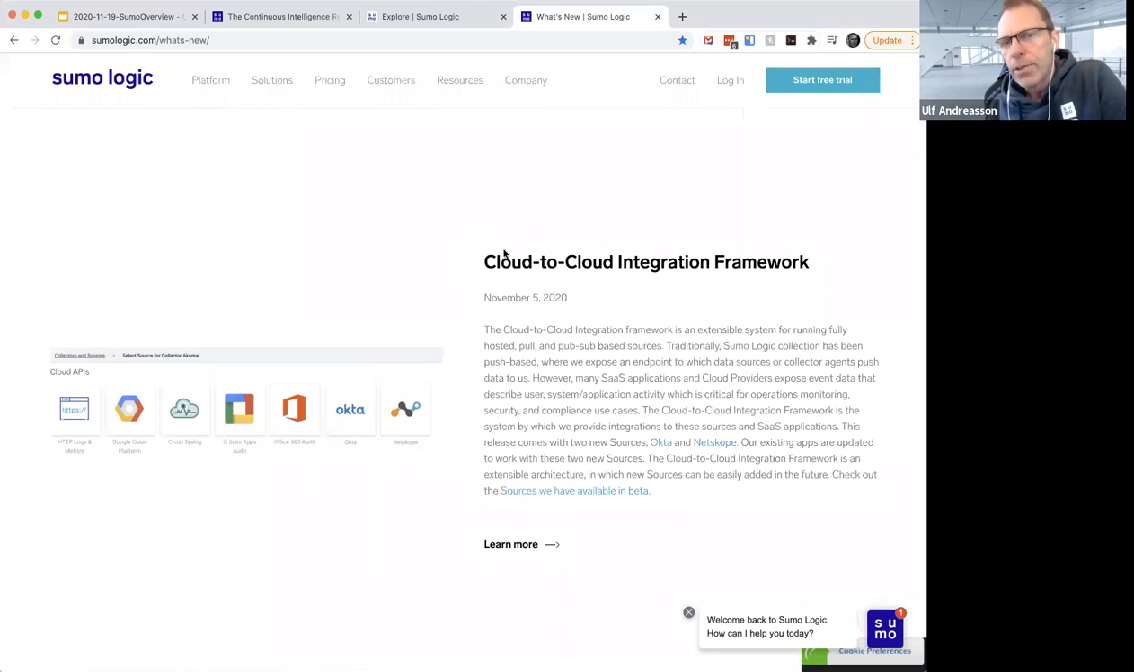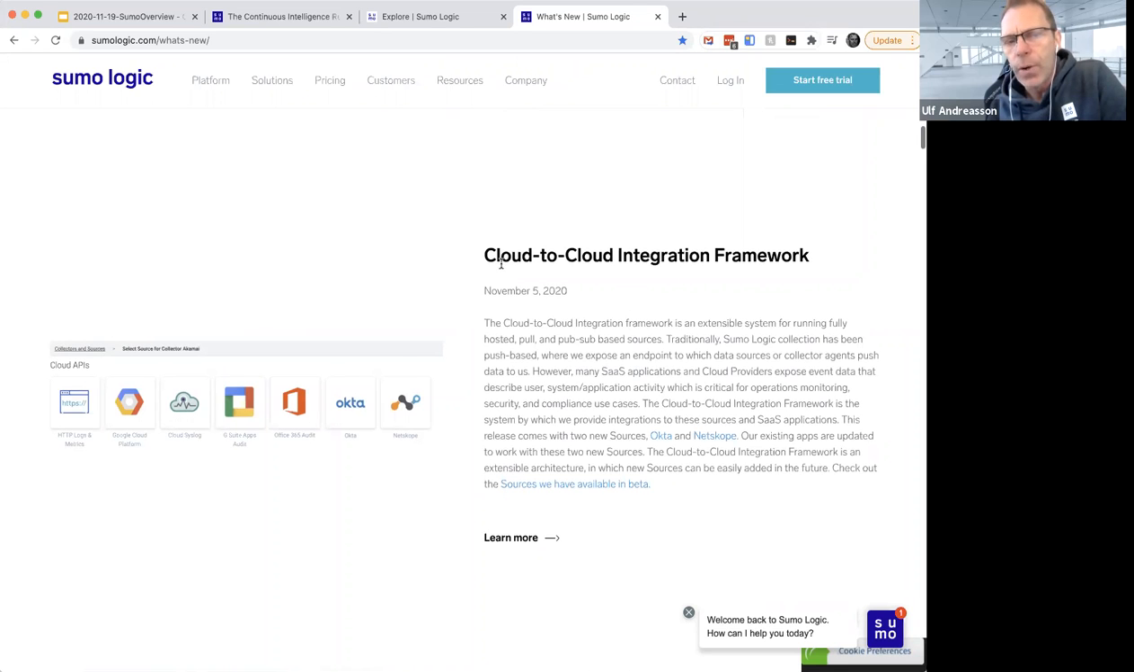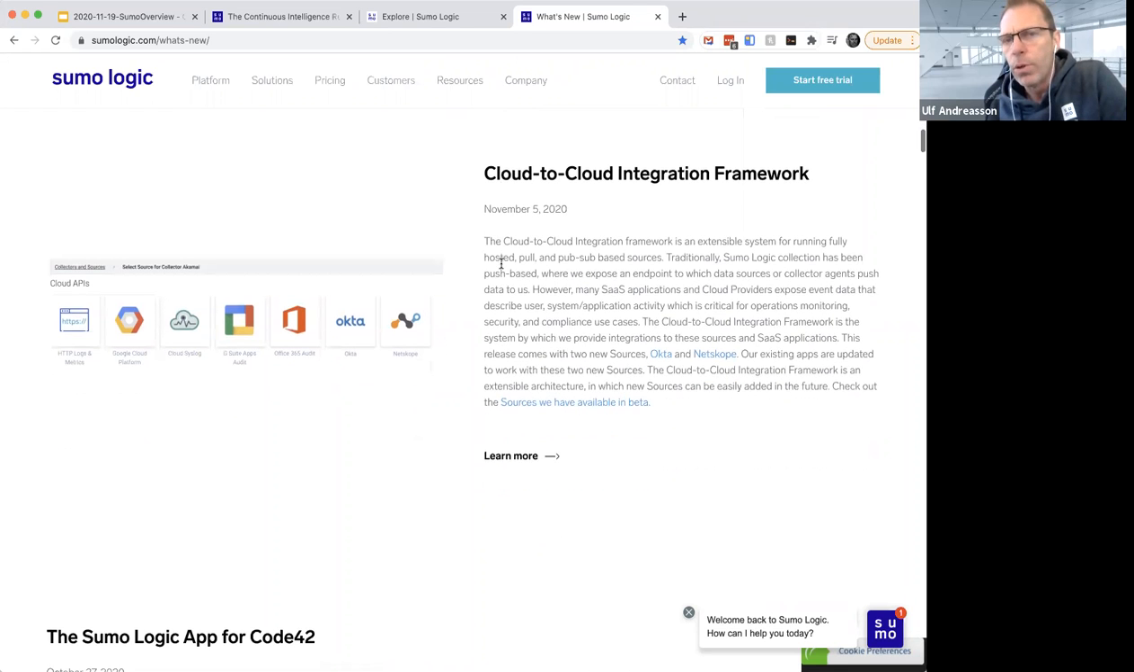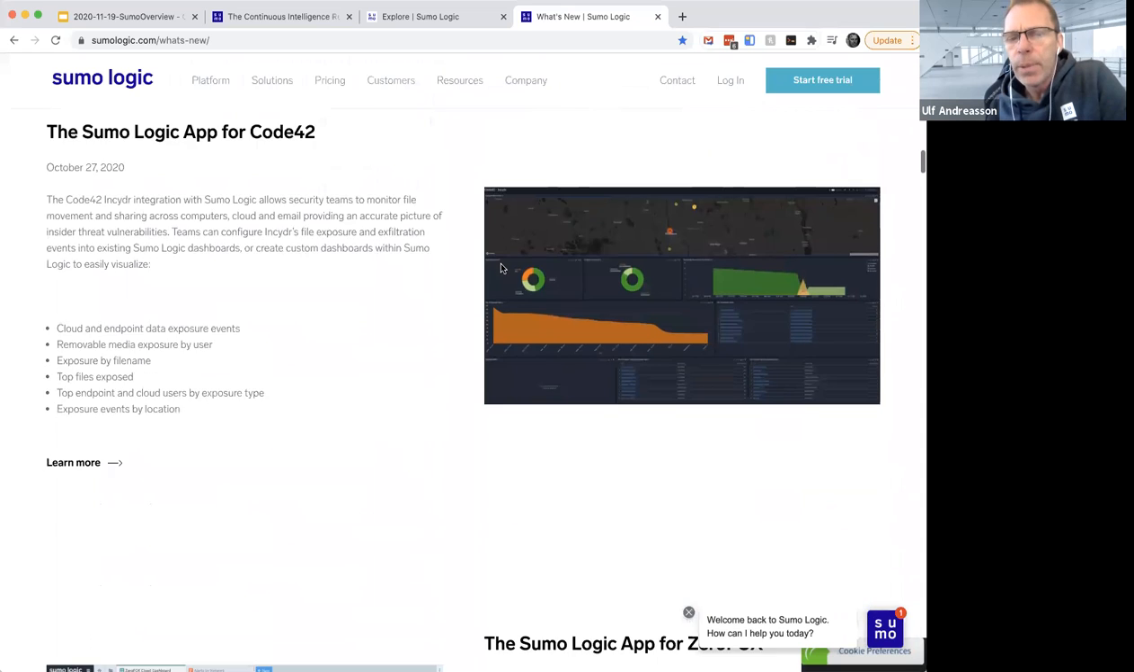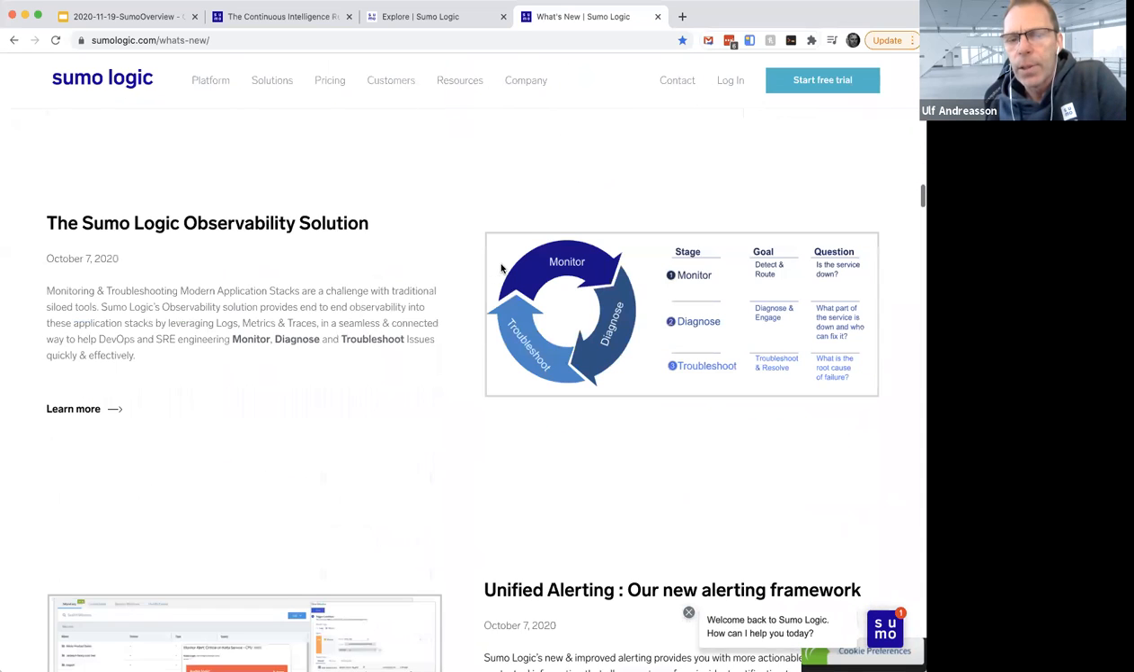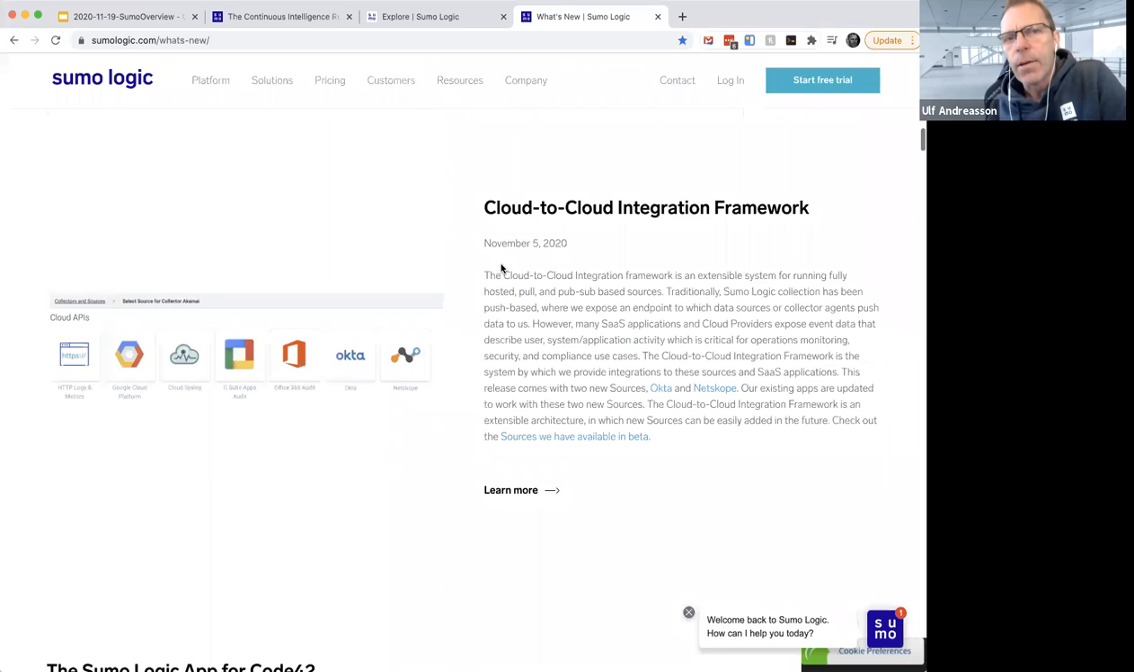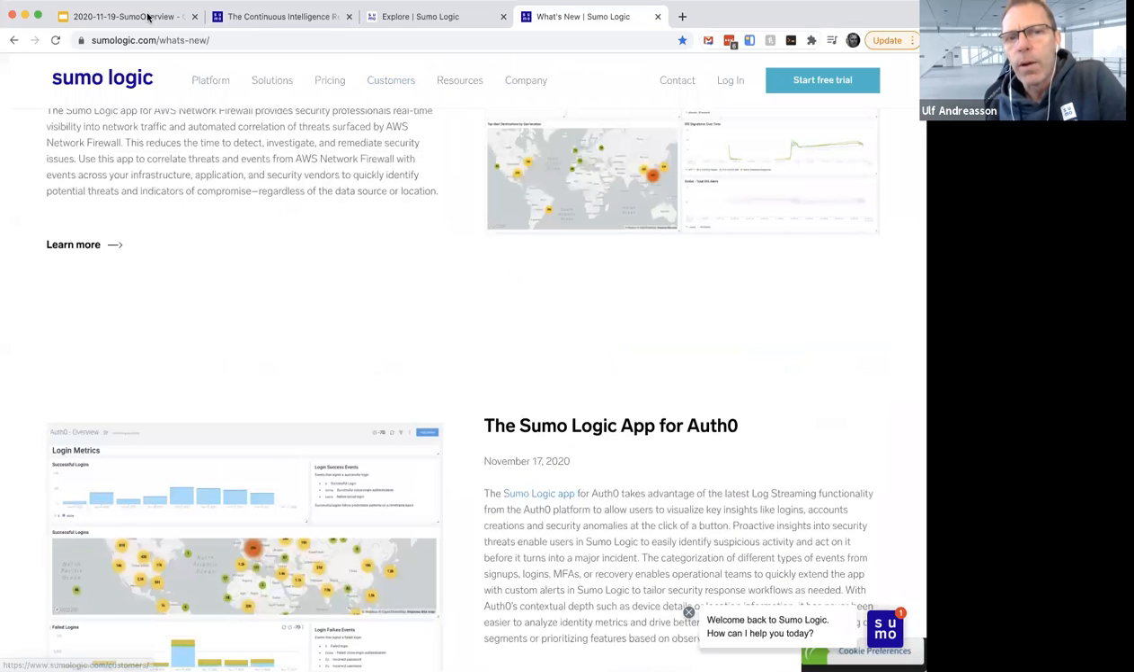We just added this cloud-to-cloud integration framework that basically uses REST APIs to go and collect data for you. So there are multiple different things that we're adding to it here, right? And that's something that could be useful to look at from time to time.